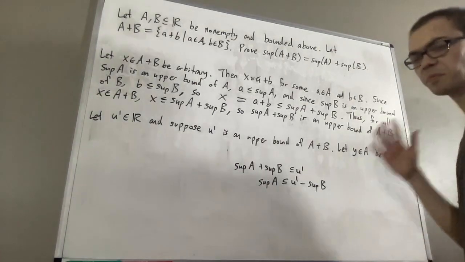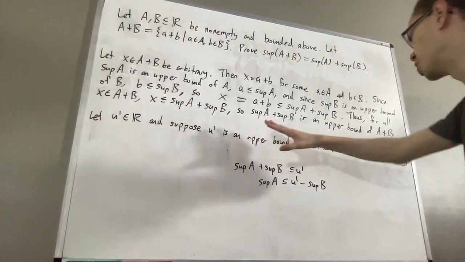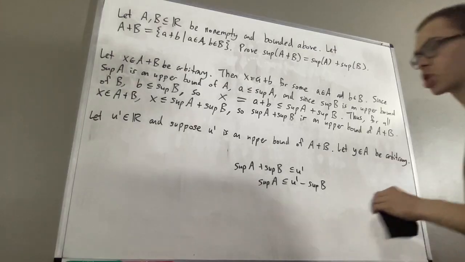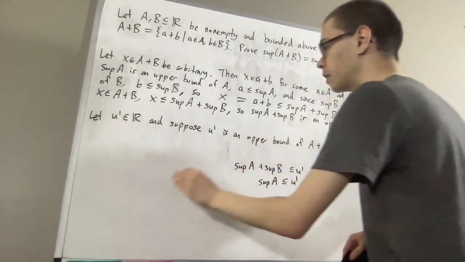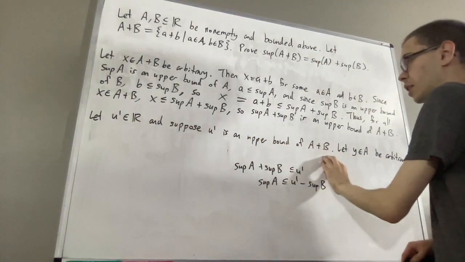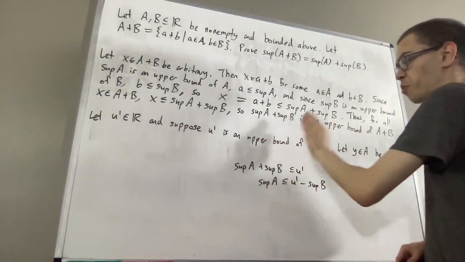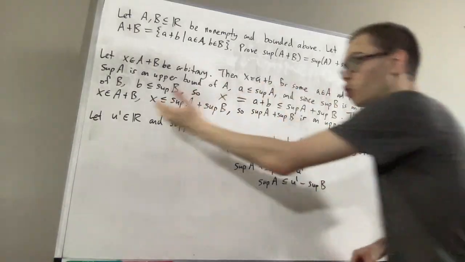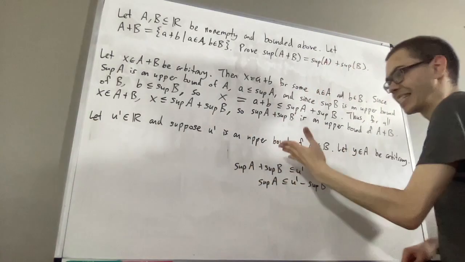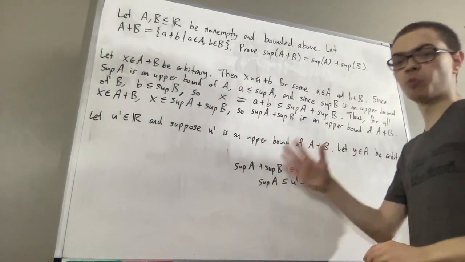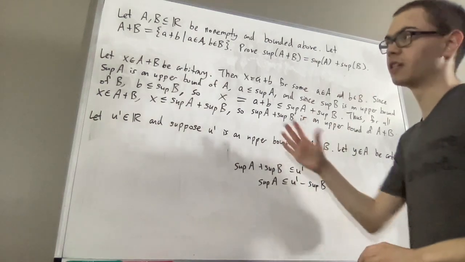Now, after spending some time on my own trying to figure out a way to do it this way, I couldn't figure out a way. So we're going to change our approach. Instead of letting U prime be any upper bound of A plus B and showing that the supremum of A plus the supremum of B is less than or equal to U prime, we are going to let U prime be a real number less than the supremum of A plus the supremum of B, and prove that U prime is not an upper bound of A plus B.